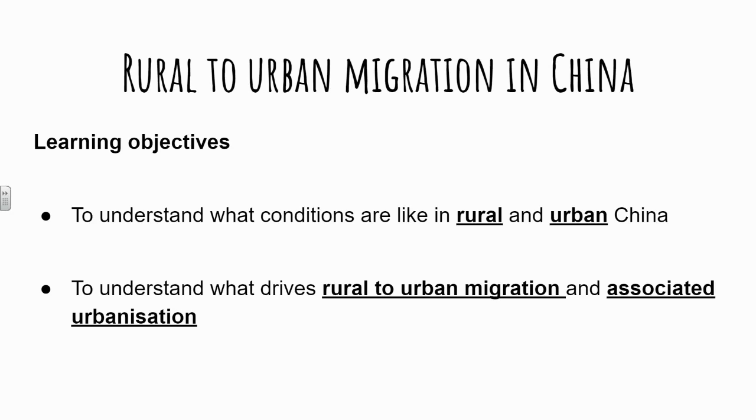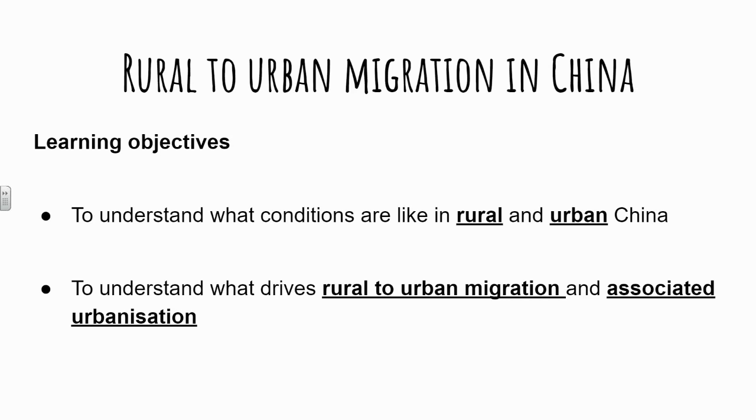Somebody moving from a rural area, that means countryside, to an urban area, which is a city. And that's the type of migration that we're going to be looking at today, but obviously not in the UK. We're looking at it in China. And this is a really important type of migration that's happening in China because it's really affected the distribution of where people live in China. And it's also affected what the conditions are like in different parts of China.